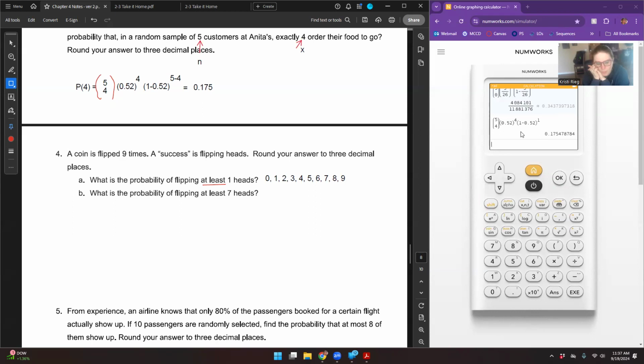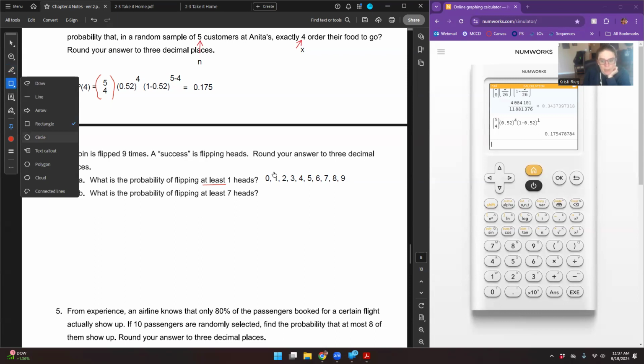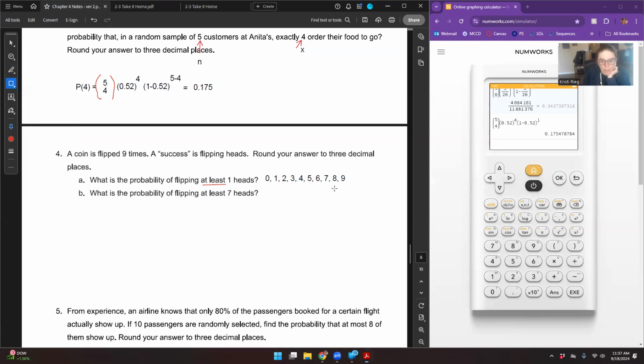Number 4. At least one head. 0, 1, 2, 3, 4, 5, 6, 7, 8, 9. Those are all the possibilities. At least one, remember, like you have to be at least 16 to drive, is 16 and over. So at least one is 1 or over. So that is, my friend, quite a lot. That would be 1 or bigger.